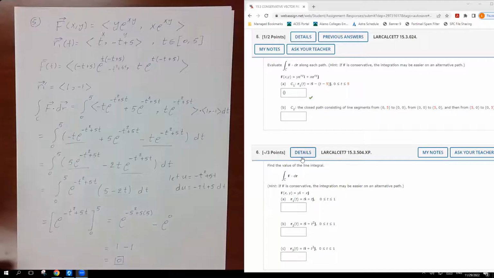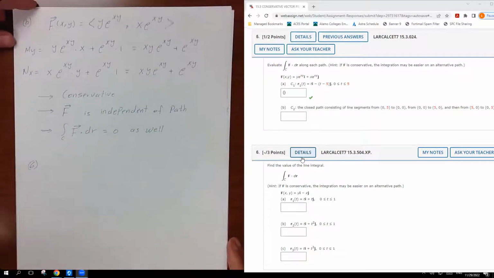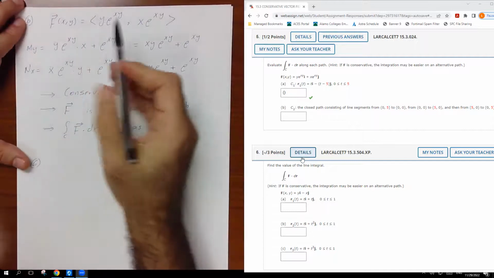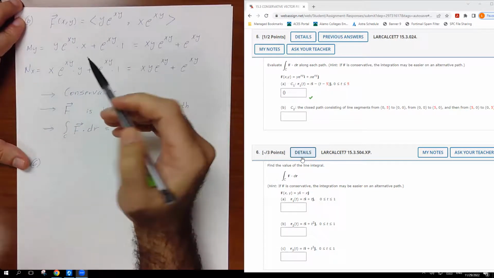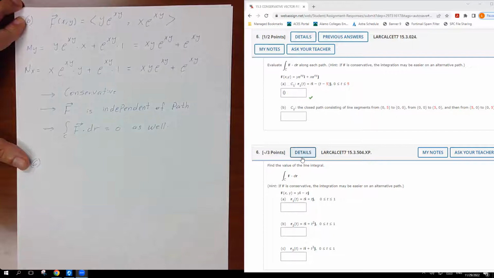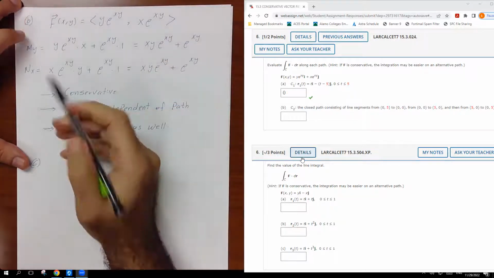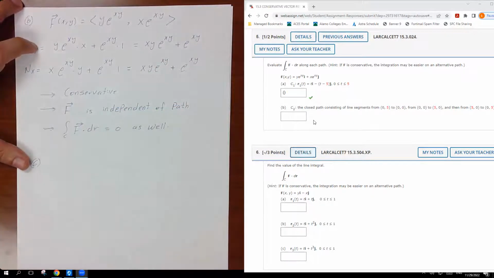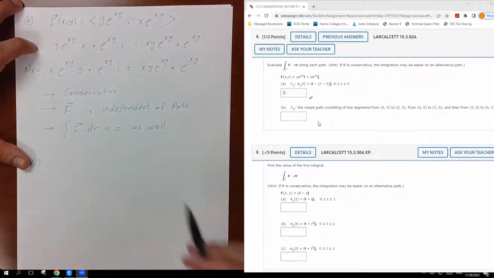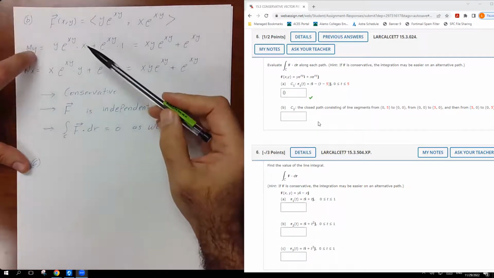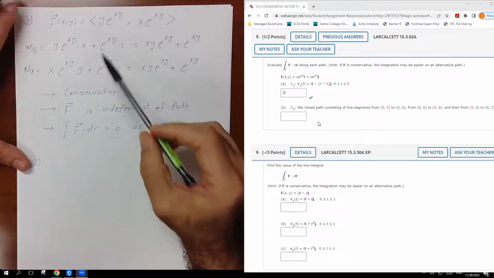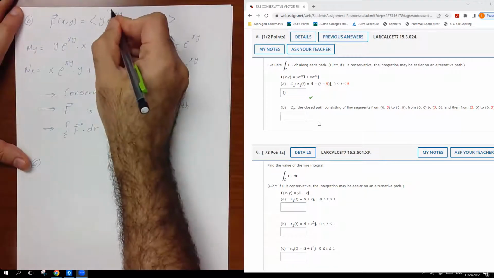We got it right. Let's check B. For B, here's our function f of x y: y e to the xy, and x e to the xy. So first of all, we're going to check if it's a closed path. So the first step we're going to do is to check if it is conservative or not. So this is M, and here is N.